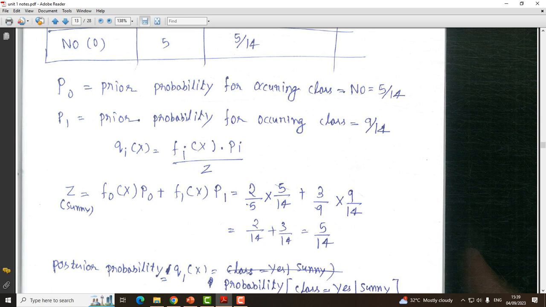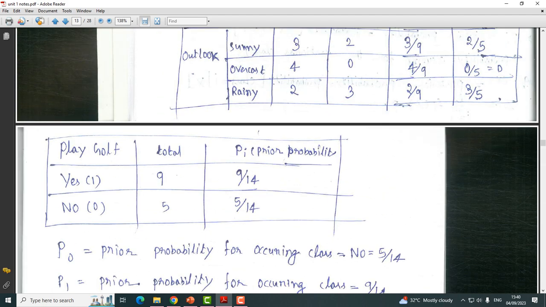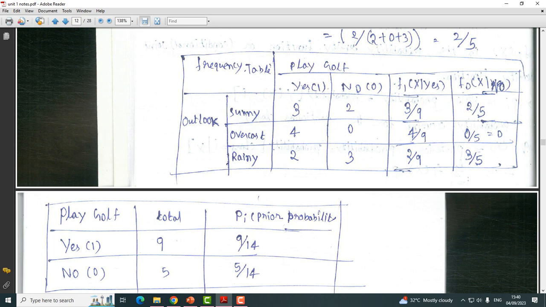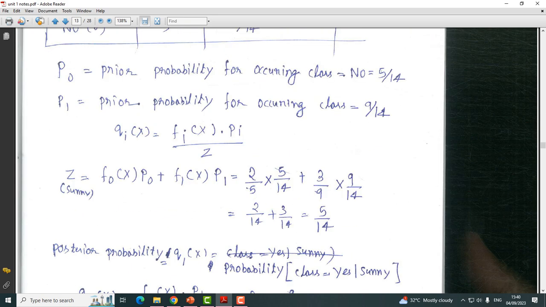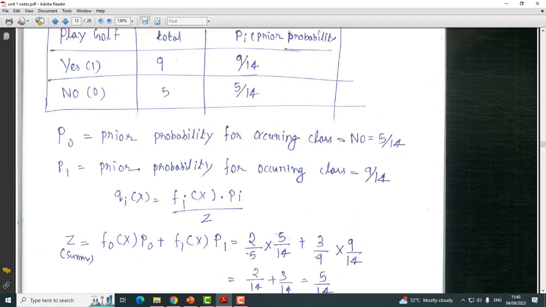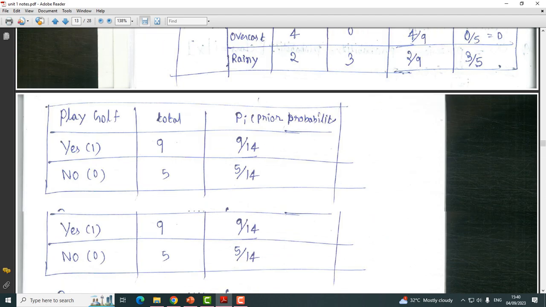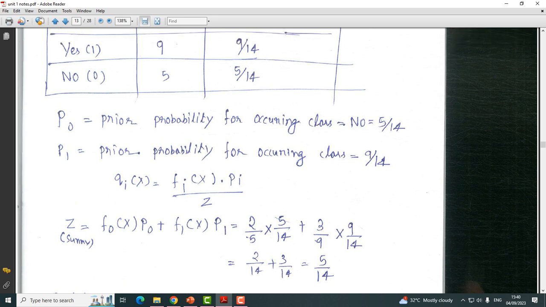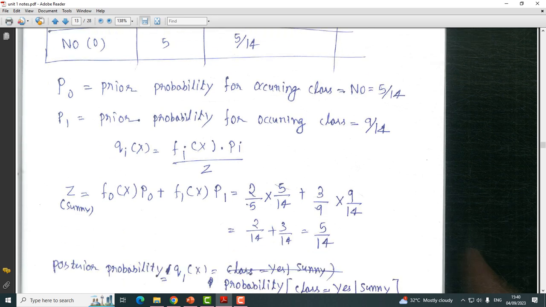In the Bayesian theorem equation, we have qi of x, the posterior probability, equal to the probability density function into the prior probability divided by the likelihood function. We need to find Z, the likelihood function, which is f0 of x p0 plus f1 of x p1. f0 of x, we have it here, is 2 by 5 for sunny, and p0 is 5 by 14, plus f1 is 3 by 9 for sunny, into p1, which is 9 by 14. We find Z to be 5 by 14 for sunny.